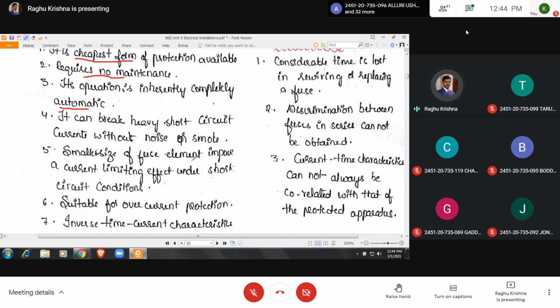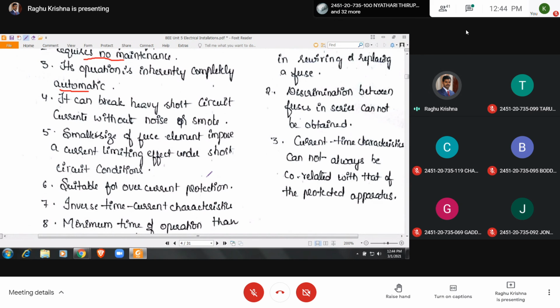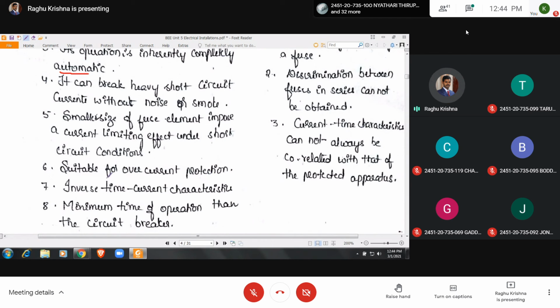The smaller size of the fuse element imposes a current limiting effect under short circuit conditions. Next, it is suitable for overcurrent protection.